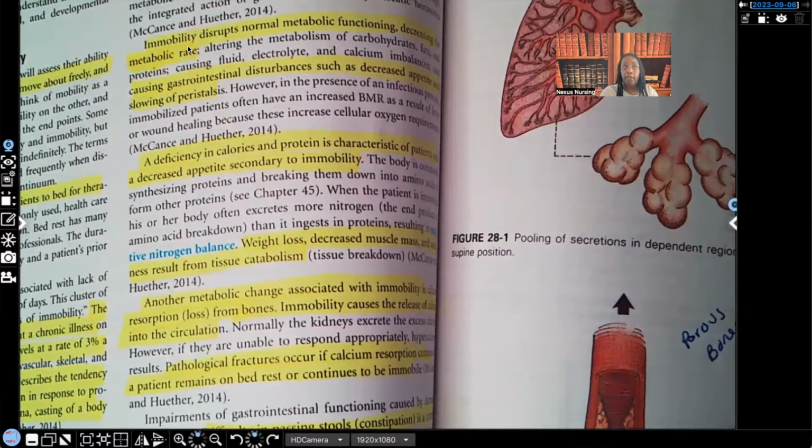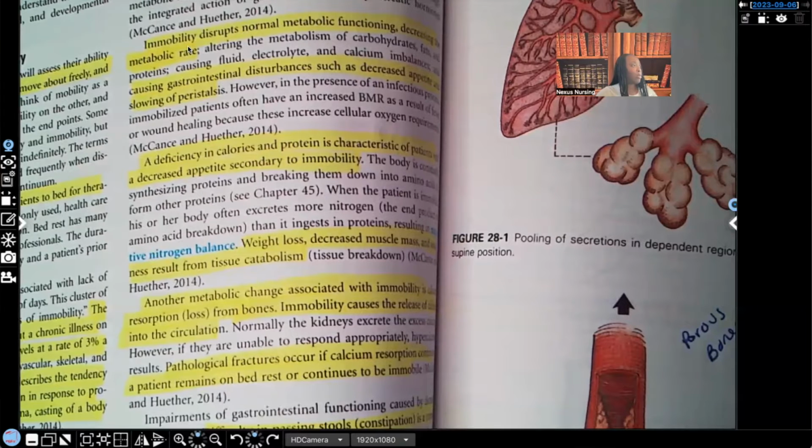Guess what? The more that your metabolic rate decreases, do you think you're going to be burning a lot of calories or a little bit of calories? A little bit of calories. Everything is what? Slowing down. It can cause GI disturbances such as decreased appetite. It can cause decreased peristalsis. It can cause constipation. It says a deficiency in calories and protein is characteristic.